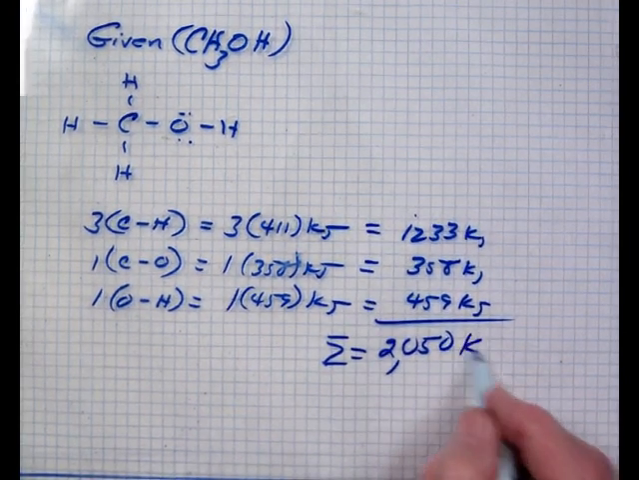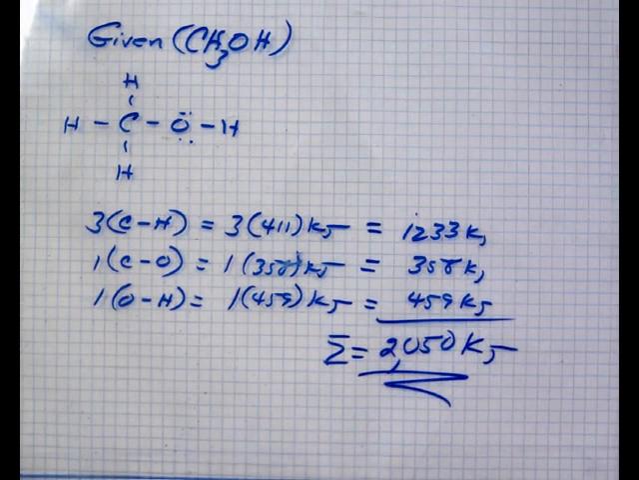If I did that right, the total bonding energy of methyl alcohol is 2,050 kilojoules. Well, it took me 2 minutes.